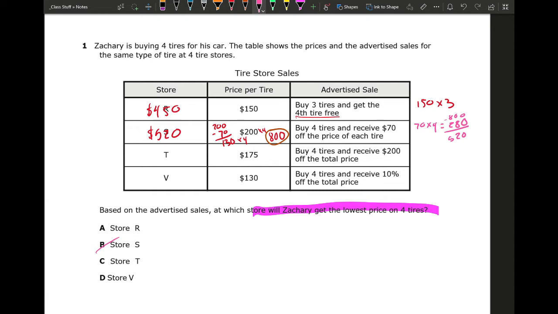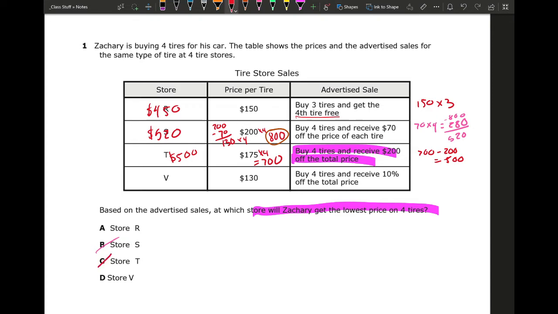Let's see the next store, store T, $175 per tire. But if you buy the 4 tires, you get $200 off the total price. So, if the tires are $175 and you buy 4 of them, this is $700. But then you're going to take away $200. This is $500. Store T is still more than store R, correct? So it's still not a better deal.